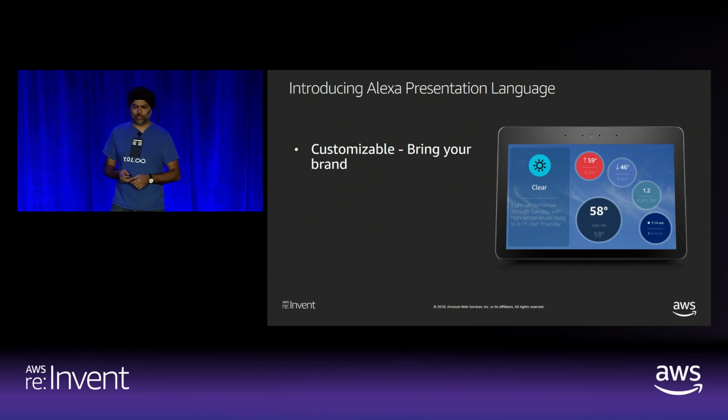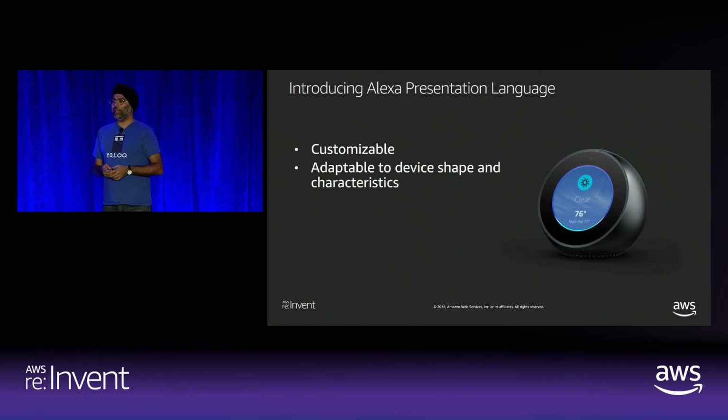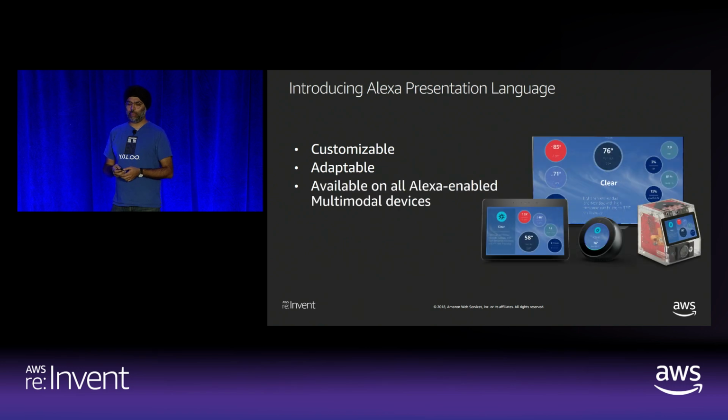I think I hit a button there, which did something strange. It is also adaptable to different devices, as you saw from Steve's screenshot there. It's available on all Alexa multimodal devices, the ones made by Amazon, and soon on device partners' devices with screens as well. That thing up there, that funky looking thing, is a reference kit that we're launching next year. And it's got a Raspberry Pi and a 7-inch screen. APL is going to work on that.